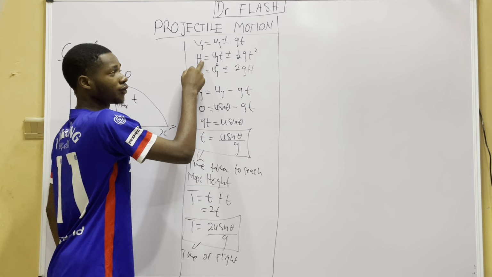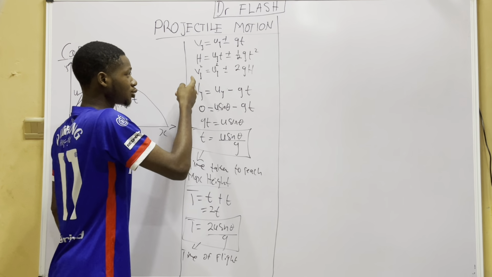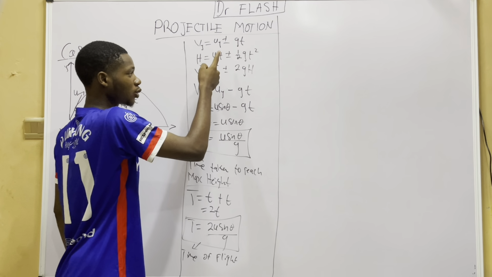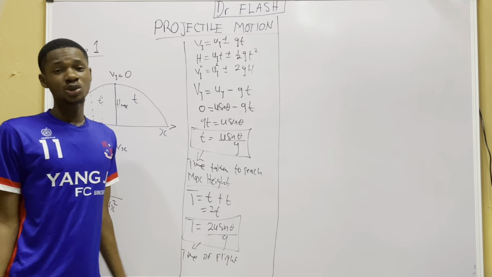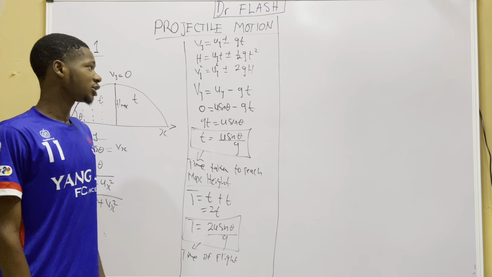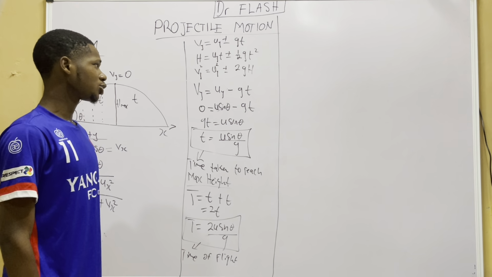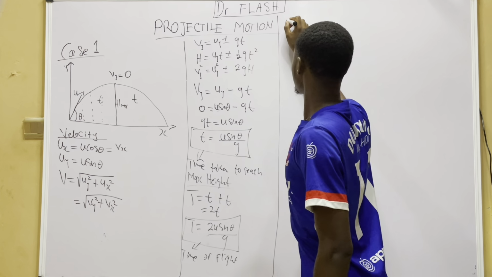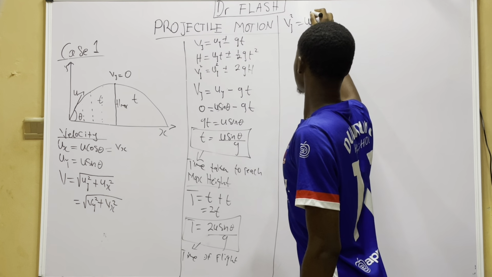I can either choose to make use of h and substitute for the time and every other parameter that follows, or I can make use of v squared equals u squared plus 2gh, depending on the one I want. It doesn't really change anything. Now let's make use of the second one, which is vy squared equals uy squared plus or minus 2gh.